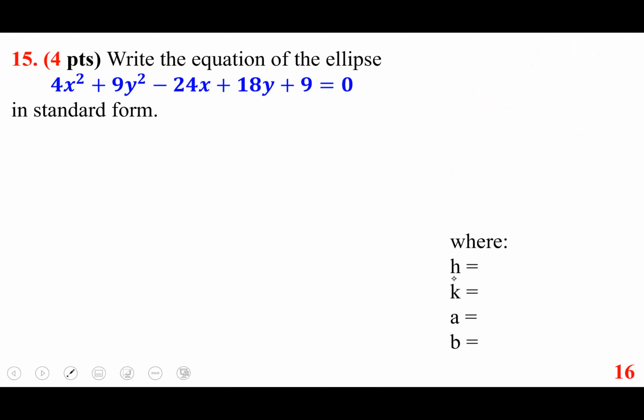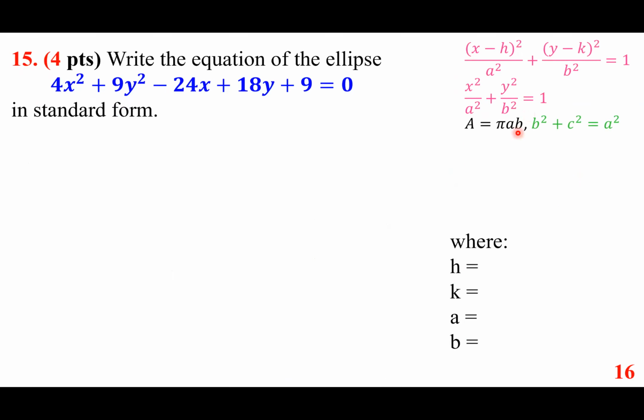Write the equation of the ellipse in standard form, and again reminding everybody of this. So we are going to put x squared and x together. When we do that, we factor the 4 out. We get 4 times x squared minus 6. If we put the y squared and y together, we factor out the 9 times y squared plus 2y, and the constant, we move it to the other side, becomes negative 9.